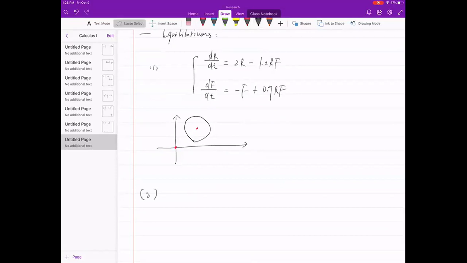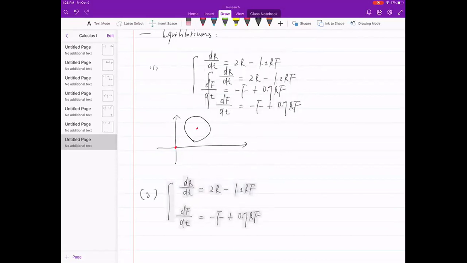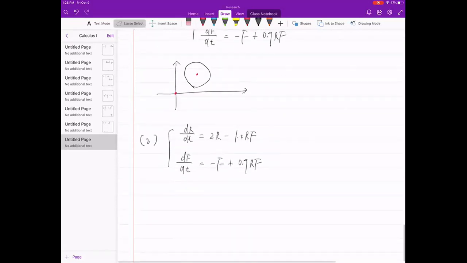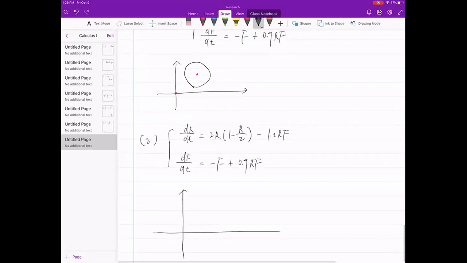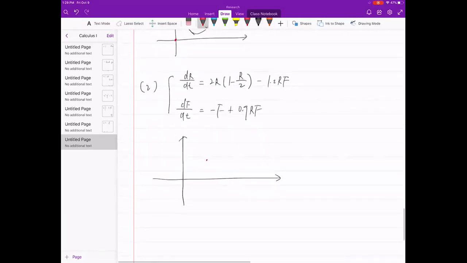Case 2, we did the same thing, except we assume a logistic growth for the rabbits, which is 2r(1 minus r over 2). Everything else stays the same, and this is more realistic. What we end up with is we have 2 equilibriums, and no matter how we start the solution, it always eventually goes to here.